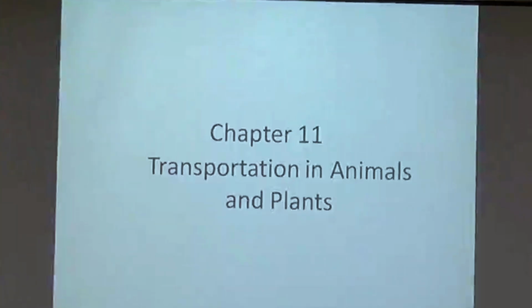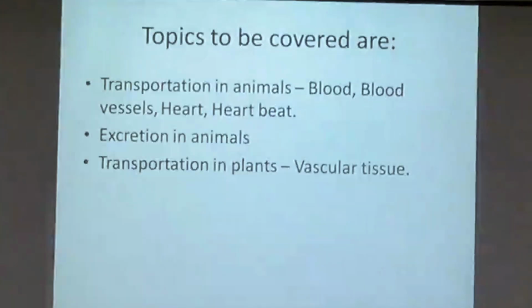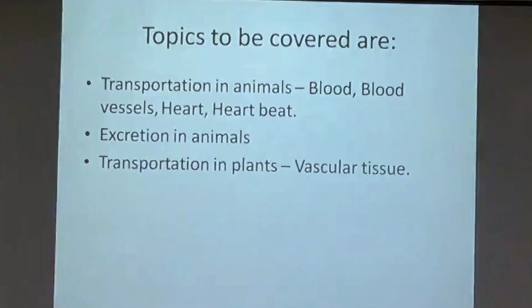Today we are going to study the chapter Transportation in Animals and Plants of class 7th. The topics which we will be covering are transportation in animals, which will include blood, the components of blood, blood vessels, the various types of blood vessels, about the structure and function of heart, and about the heartbeat. Then we will be seeing excretion in animals and also transportation in plants, basically the vascular tissue, that is the xylem and phloem.